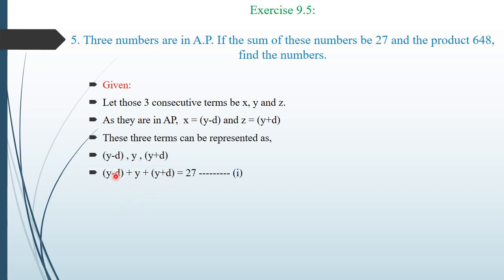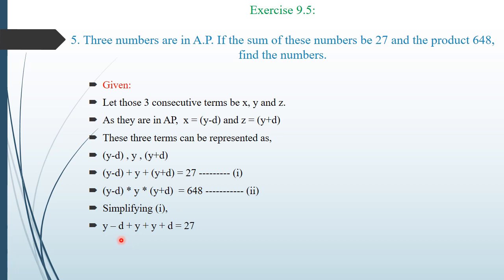Then as per the given statement, the sum of these three terms is going to give me 27 and the product of these three terms is going to give me 648. Solving one by one, first I'll consider the first equation. Therefore, here you can see minus d and plus d get cancelled. Again, therefore, I'll be getting 3y is equal to 27 and therefore y will be equal to 9.